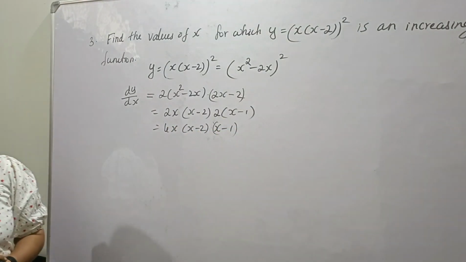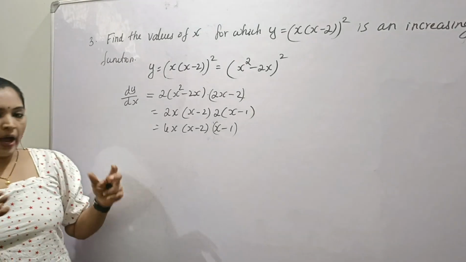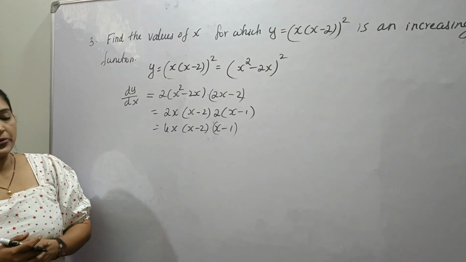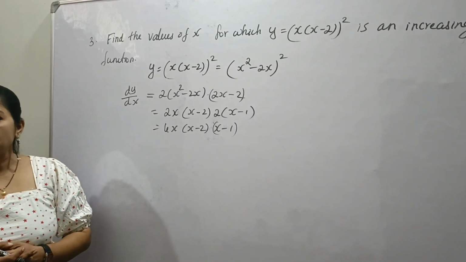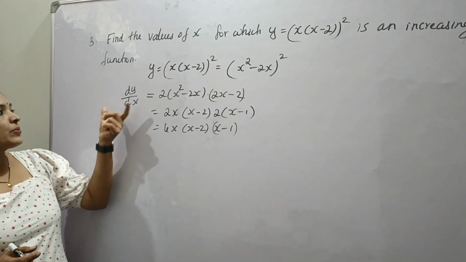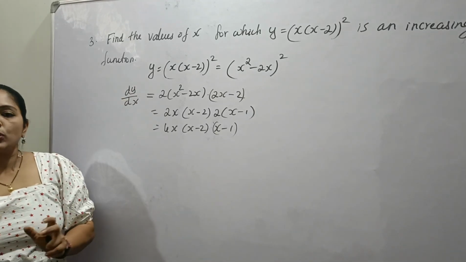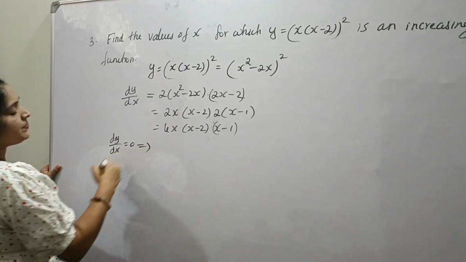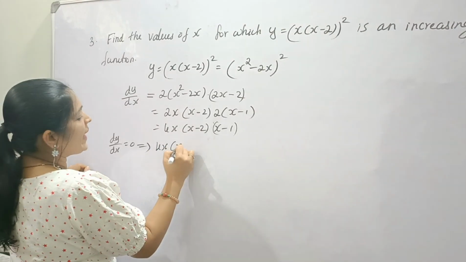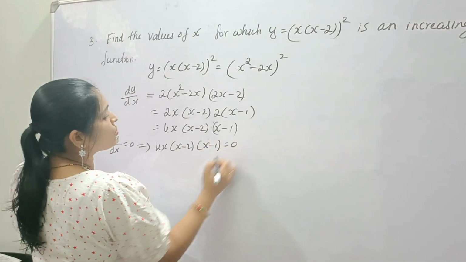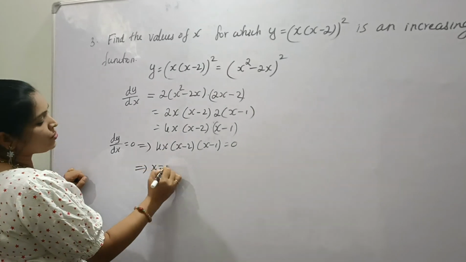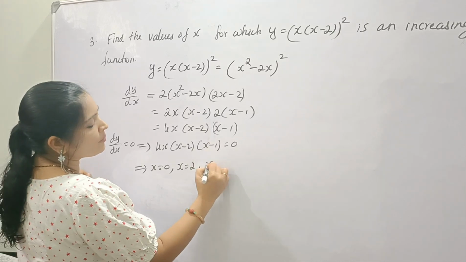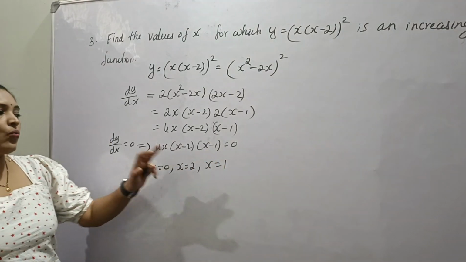Here we have to find the values of x, right? So we have to make the intervals. Divide the intervals, that is domain minus infinity to infinity. For that we have to find the critical points. To find the critical points, we should put dy/dx = 0. So 4x(x - 2)(x - 1) = 0. That implies x = 0, x - 2 = 0 implies x = 2, x - 1 = 0 implies x = 1. So x = 0, 1 and 2.